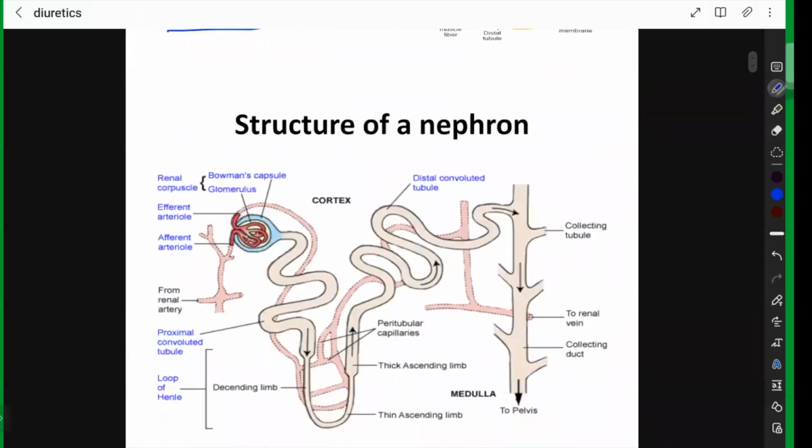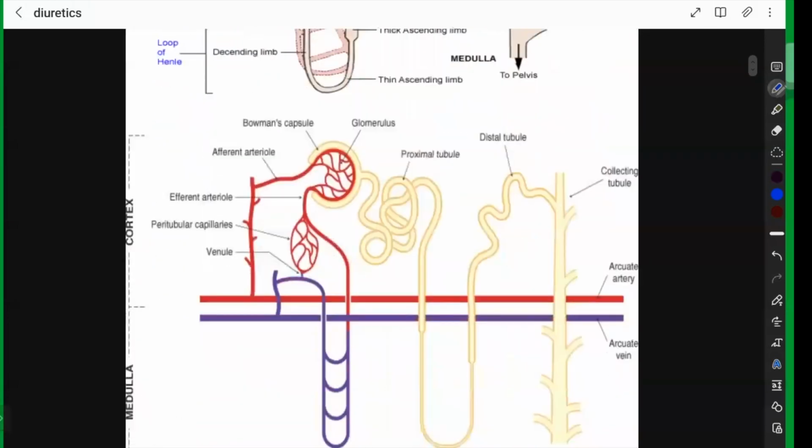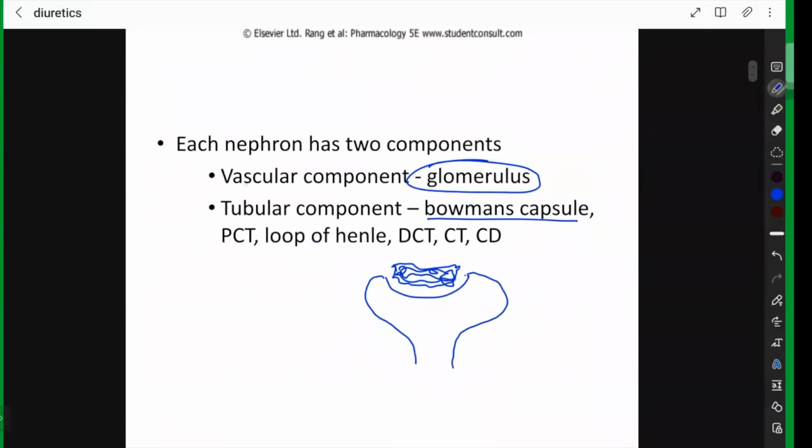So this is a nephron. A nephron consists of a glomerular apparatus, a tuft of capillaries. From there, you have the Bowman's capsule. Between them, you have the filtering membrane. And below, you have the proximal convoluted tubule. Then you have the descending loop of Henle, ascending loop of Henle, distal convoluted tubule, and a collecting duct. So each nephron has two components, the vascular component and the tubular component.